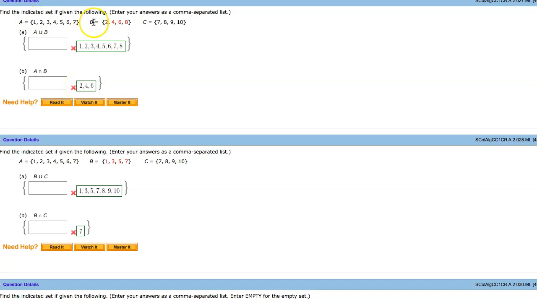Now 1 was not. Now let's look at B, because B is skinnier. Now 1 is out because 1's not in B. 2 made it. 4 is going to make it. 6 is going to make it. So there's 2, 4, 6. Now 8 is here in B, but 8's not in A. I don't see it. So no. 8's out. 8 didn't make it. So it's just 2, 4, 6.